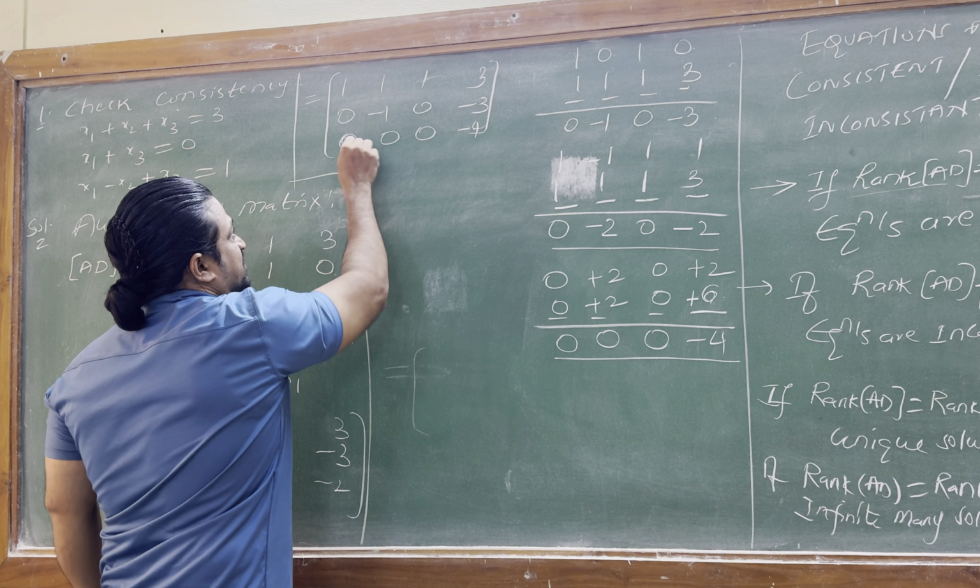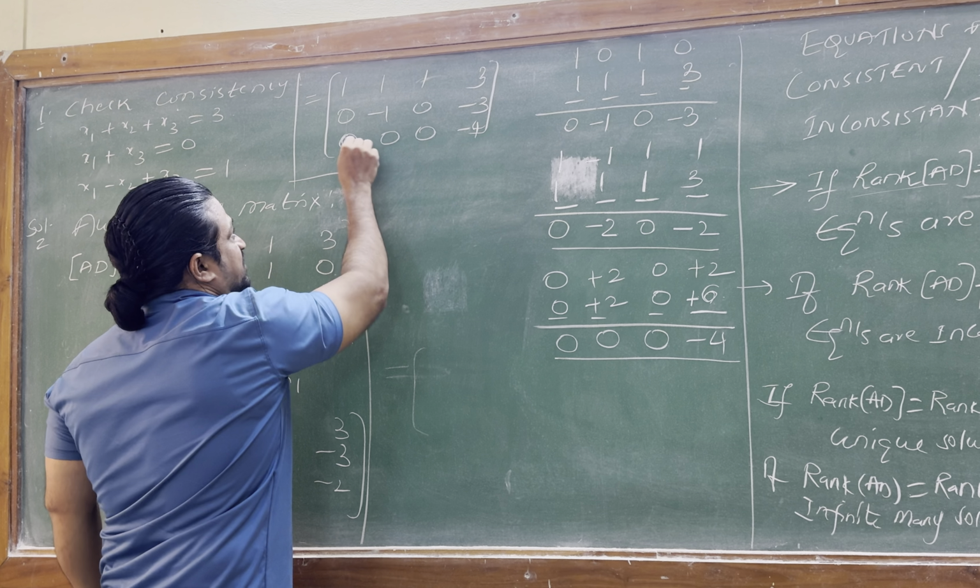Now we have to write whether they are consistent or not. How to check that? Ranks. First I will check the rank of AD. Rank of AD means the total matrix. First line, are all zeros or not? No. Still 3 are there, but all are not zeros. So non-zero rows are 3. So the rank of AD is 3.